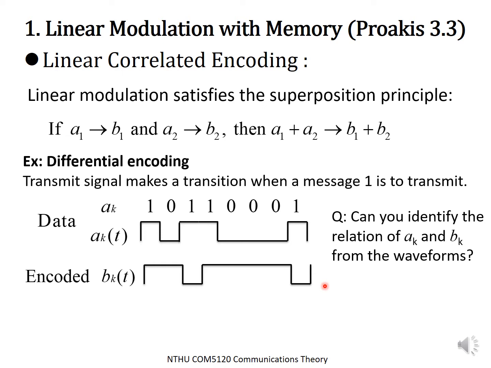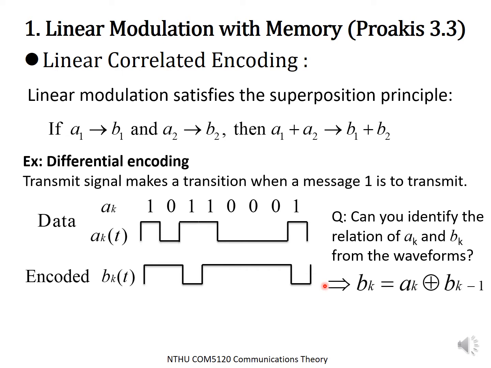So based on this differential encoding rule, can we say that this relation of AK and BK satisfies the superposition principle? And what is the relation? What is the relation between AK and BK? What is the operator, the linear modulator, that relates AK and BK?